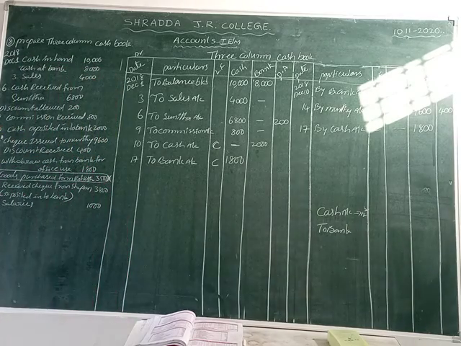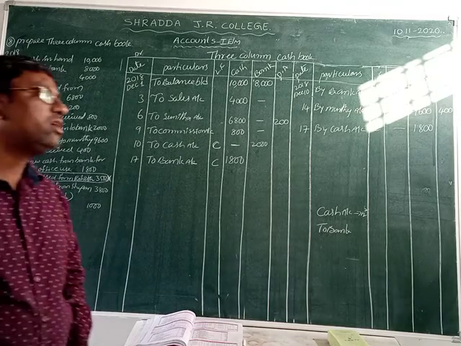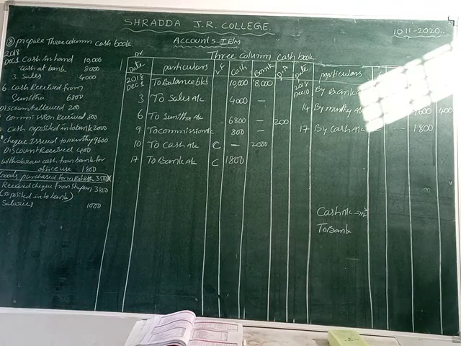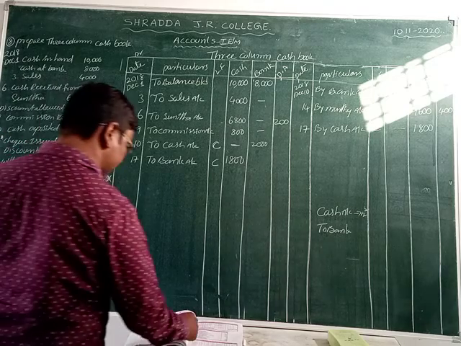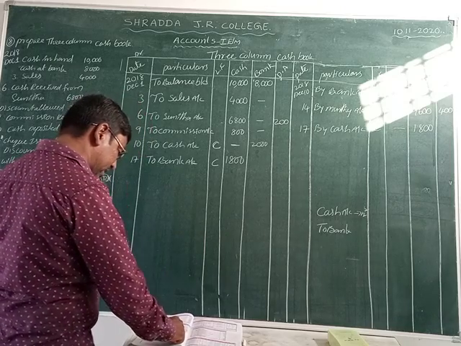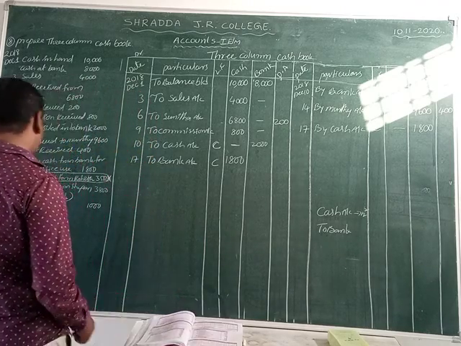Okay, students. Now we are going to the next one. 24th. Received check from Sham. Isn't it? Who received the check from Sham? Bank is the receiver. Who is the giver? Sham is the giver. That's why we record it on the debit side. So what account is that? Sham account.